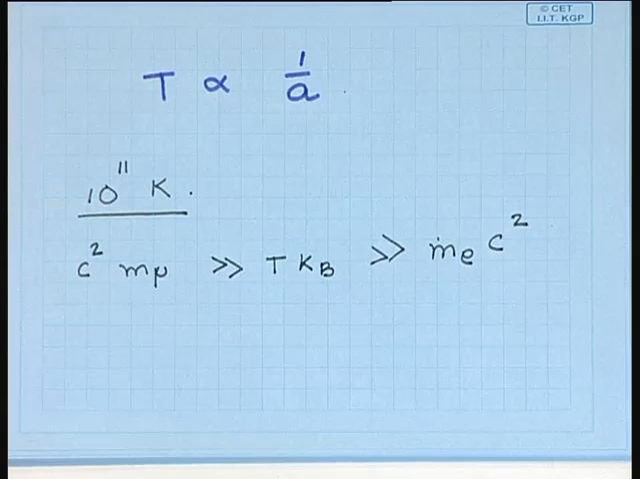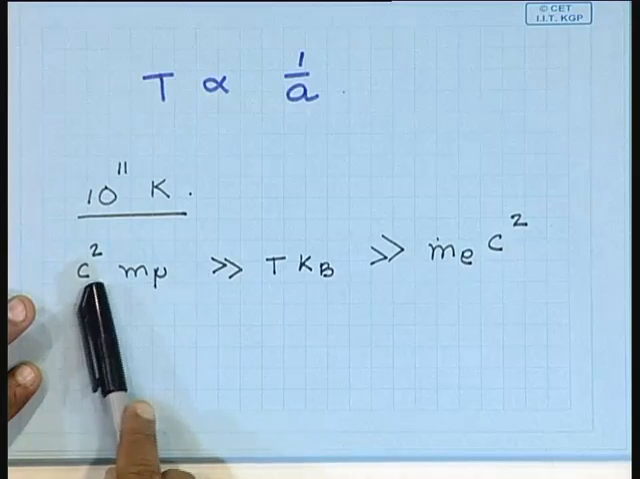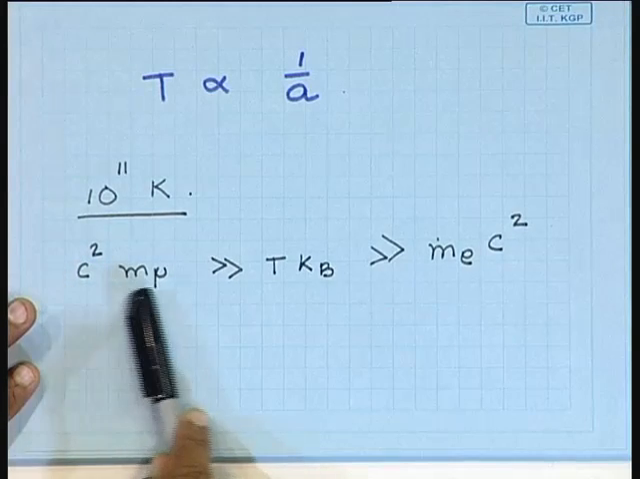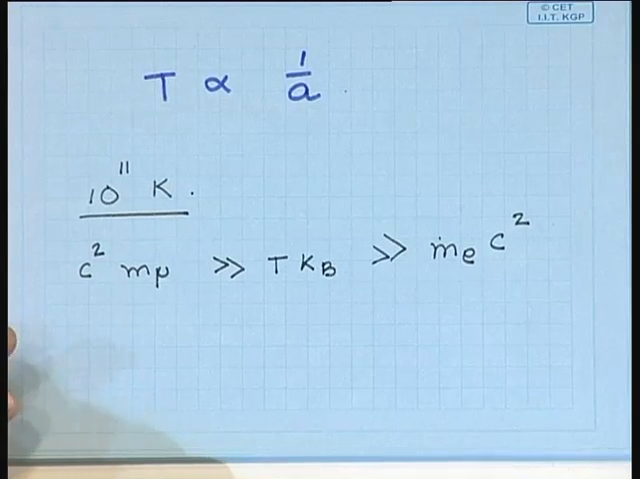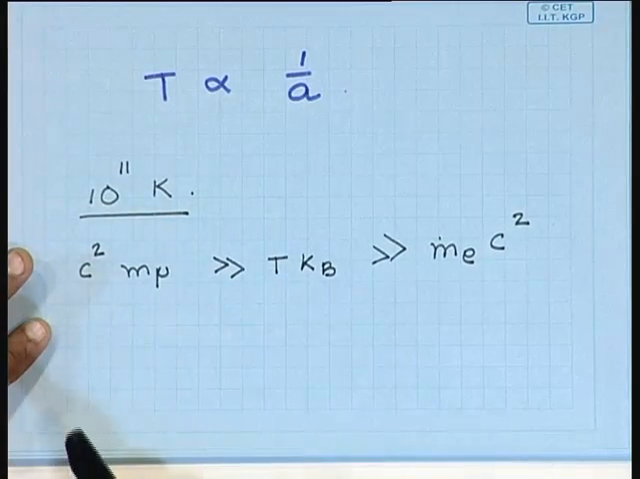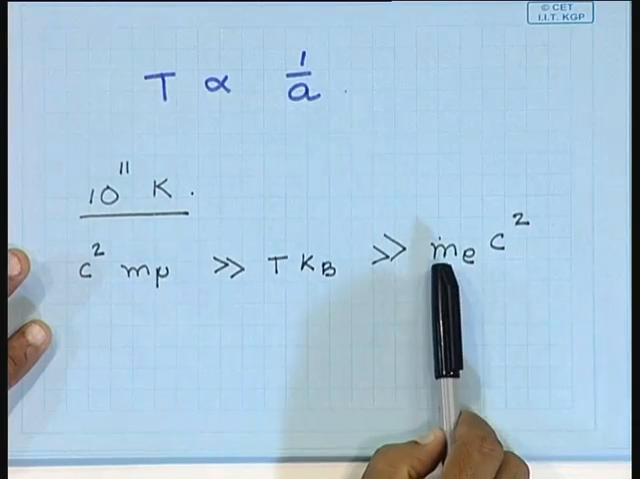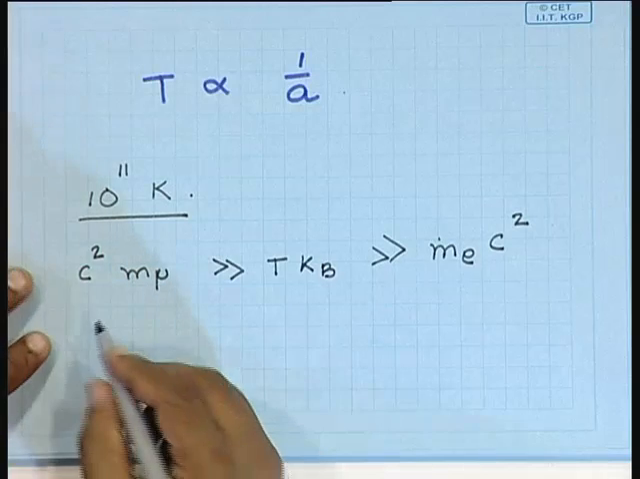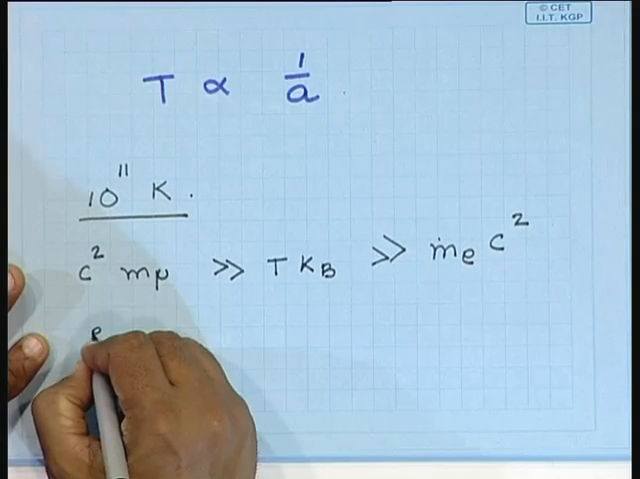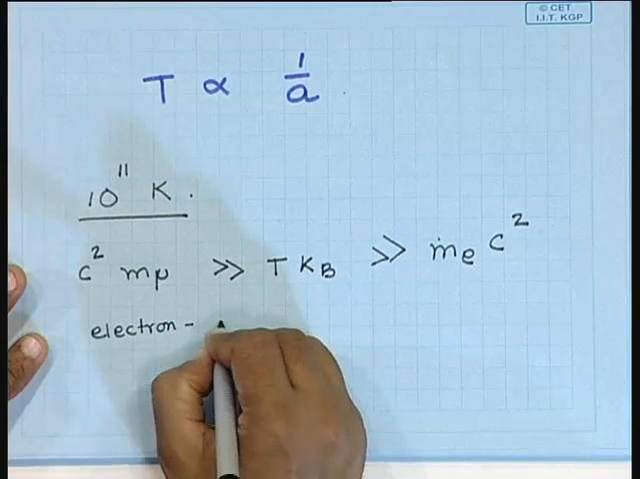So, at this temperature of the order of 10 to the power 11 Kelvin, you do not have muons and antimuons present. You do not have baryons and antibaryons present, their mass is much higher than this. What you have is electrons and positrons. So, let me write down what you have. What you have are electrons and positrons.